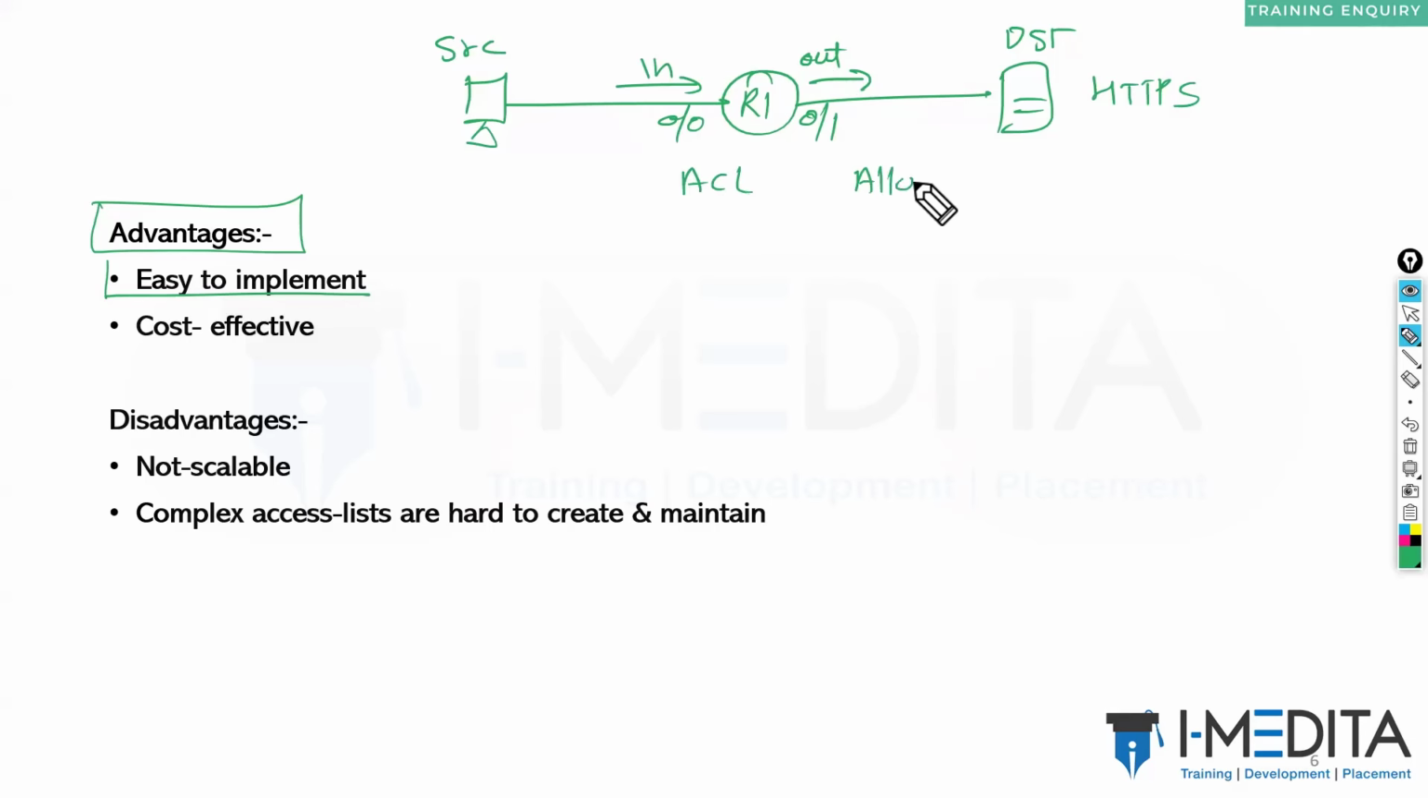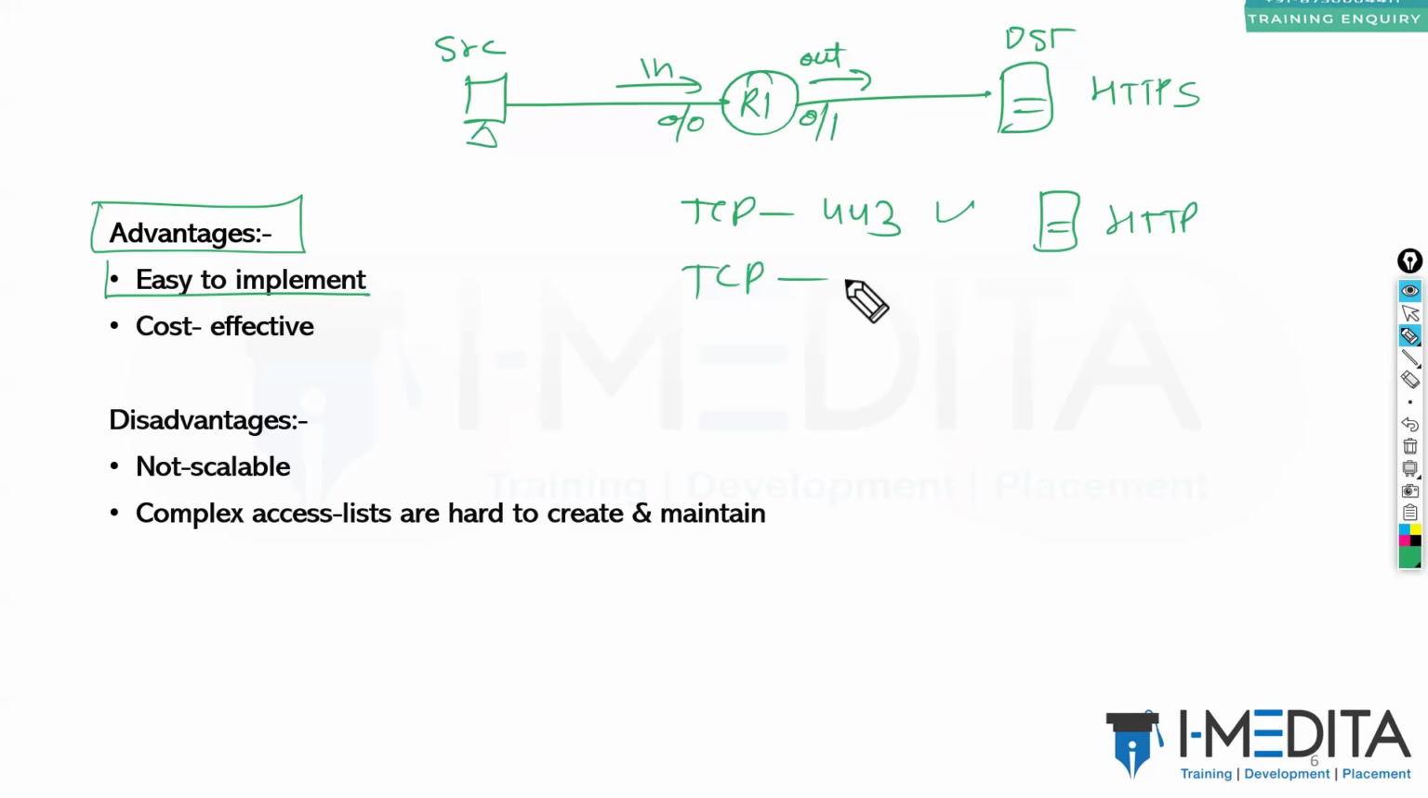In the ACL, we need to allow HTTPS. HTTPS uses TCP port number 443, so we need to allow TCP port 443. If the server belongs to HTTP, then we need to allow TCP port number 80. If the server belongs to SMTP, then we need to enable TCP port number 25. So we need to create an ACL.